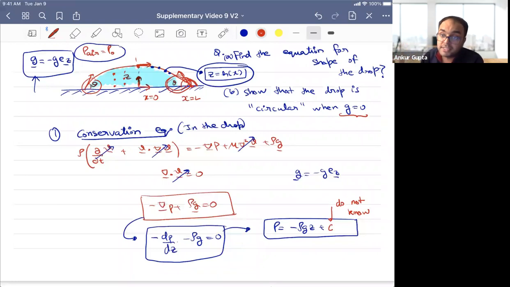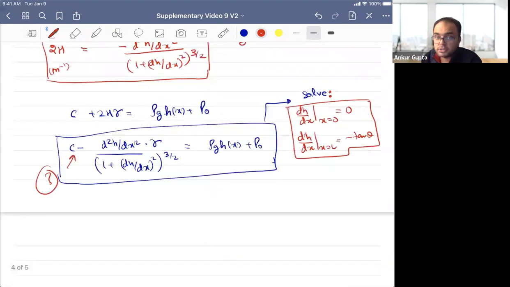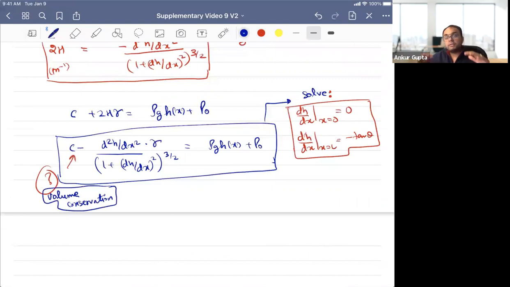What you do not know is c, right? Typically c will be determined through, let's say, a volume conservation, so you can apply volume conservation to solve this. It becomes a more complicated problem once you start going into determination of c. But the main idea here was that we have written down an equation for the shape of the drop. We did not assume it's spherical. We did not assume any shape. We just found the equation for the shape of the drop.